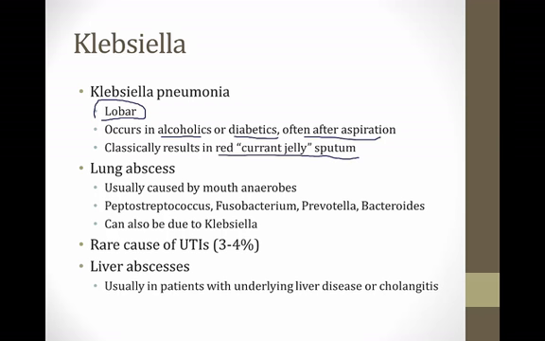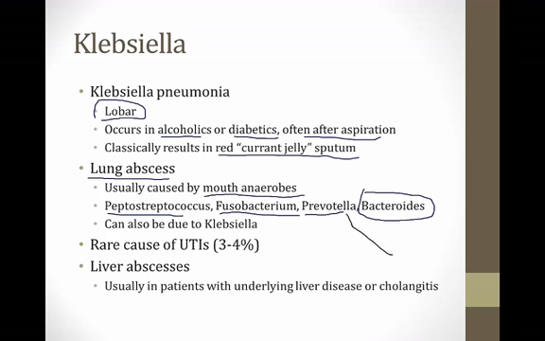Klebsiella can play a role in lung abscesses. So lung abscesses are more commonly caused by mouth anaerobes. So somebody aspirates some mouth anaerobes and this forms an abscess. Mouth anaerobes include bacteria like Peptostreptococcus, Fusobacterium, and Prevotella. Lung abscesses often have Bacteroides as well. Now Bacteroides is a GI anaerobe, but it's often involved in lung abscesses as well.